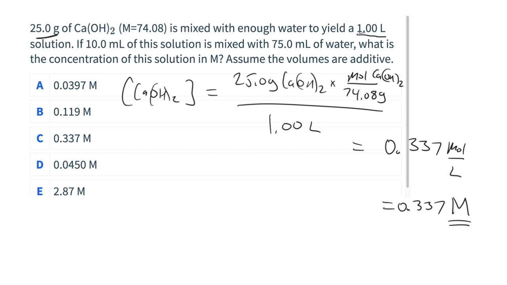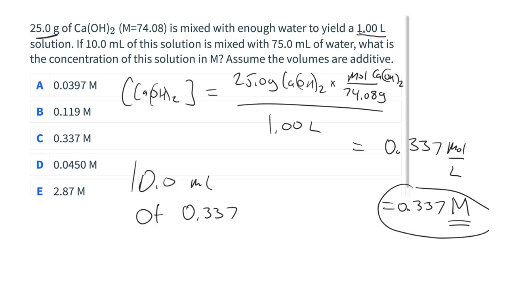But we're not done with the problem yet, because then it says we're taking 10 milliliters of this 1 liter solution. So we're going to take a small portion of that solution that we just prepared that has this concentration, and we're going to take 10 milliliters of it and then mix it with 75.0 milliliters of water. Then we're going to assume the total solution volume is the 10 we start with plus the 75 milliliters of water that we add, because we're told to assume the volumes are additive. And so what we're trying to do is take 10 milliliters of the 0.337 molar solution and then add 75.0 milliliters of water to dilute the solution.